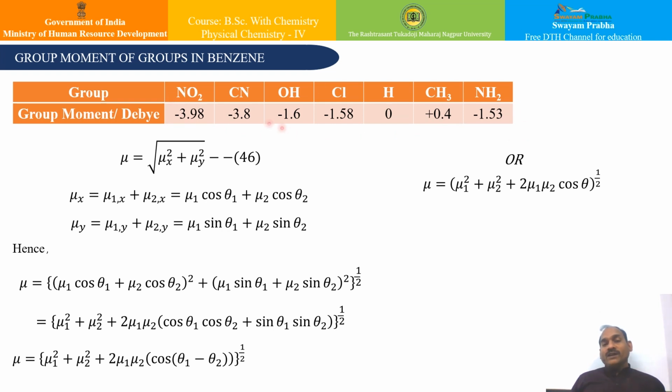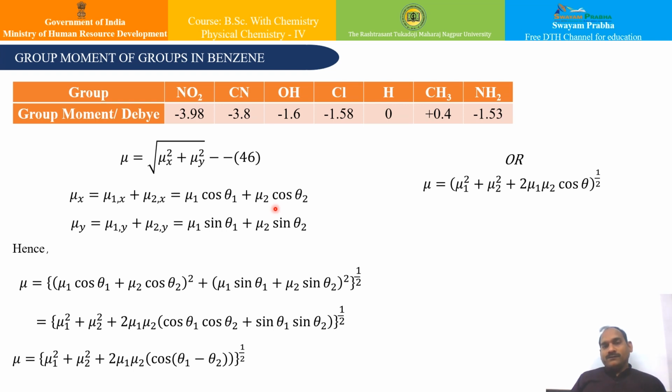This table includes the group moments of only these particular groups. We can have a long table, which we have seen in one of the previous lectures, wherein we include many other groups. The dipole moment of any substituted benzene can be derived from the expressions mentioned here, which we have already seen earlier. We can derive the group moment or dipole moment of any substituted benzene from the addition of the group moments, because this is an additive property. You can consider, for example, the arrangement of two bonds.